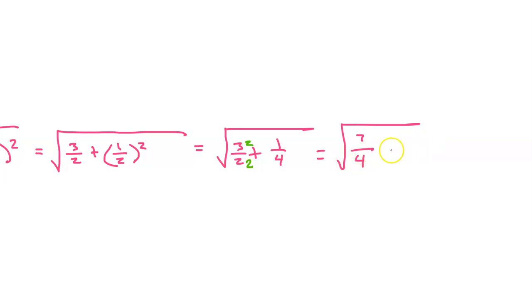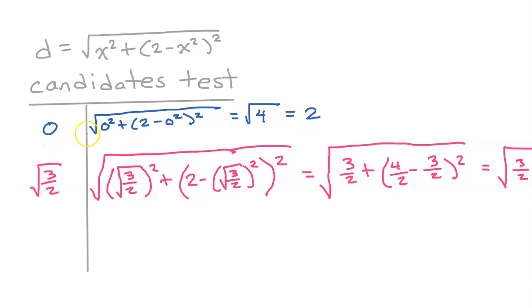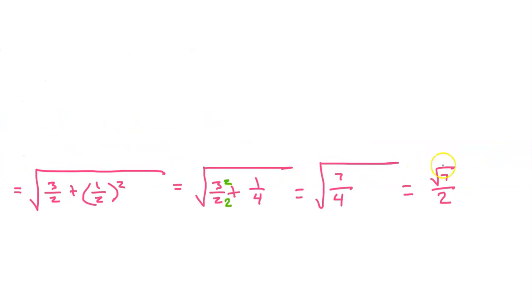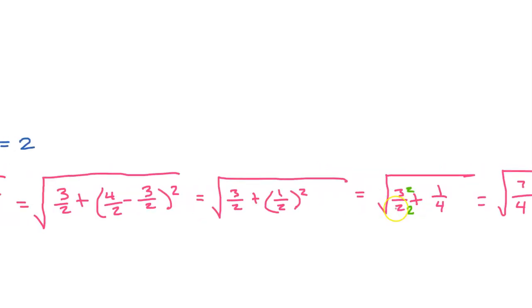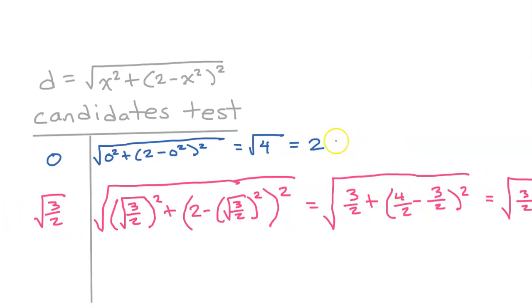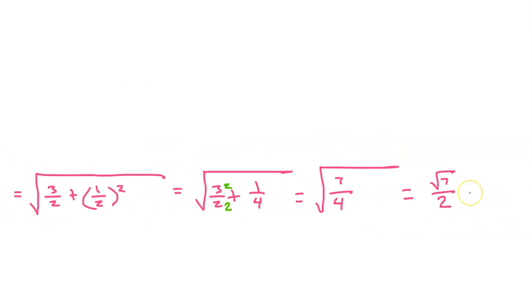All right, just out of curiosity, I am going to come up with a decimal approximation for you. Well, okay, before I do that, the square root of 7/4 is the square root of 7 over 2. That's not approximately. That's equal to radical 7 over 2. When we plugged in 0, we got 2 for the distance. And now we have radical 7 over 2. So we need to decide, is radical 7 over 2 closer or further away than 2? All right, is this more or less than 2?